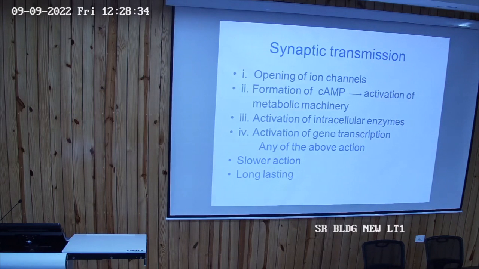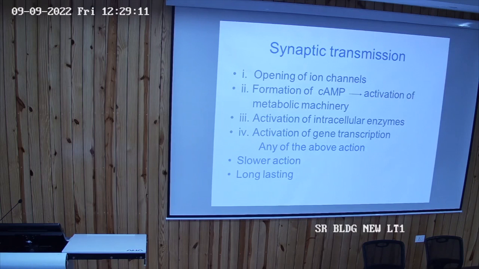Secondly, cyclic AMP mechanisms can be activated. So formation of the cyclic AMP via activation of the adenyl cyclase mechanism. Adenyl cyclase is activated, acts upon the ATP, converts it into the 3,5 cyclic AMP, and then further actions are there. The third is activation of the intracellular enzymes. That is the third mechanism of the G linked protein activation, and fourth, activation of the gene transcription can be there. So such type of the activity requires slow and longer duration action.